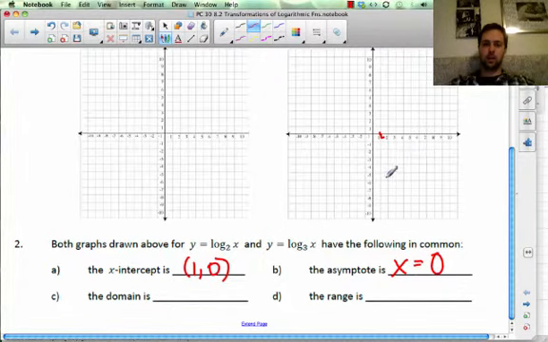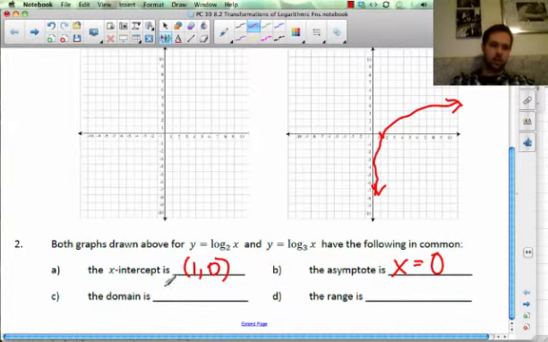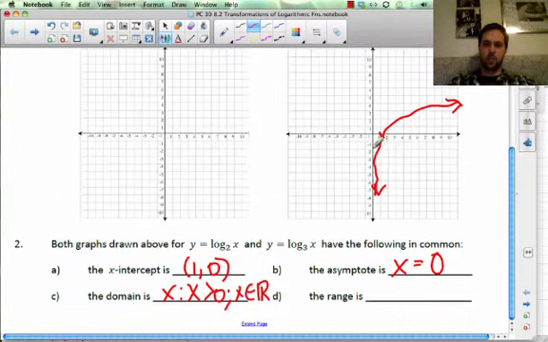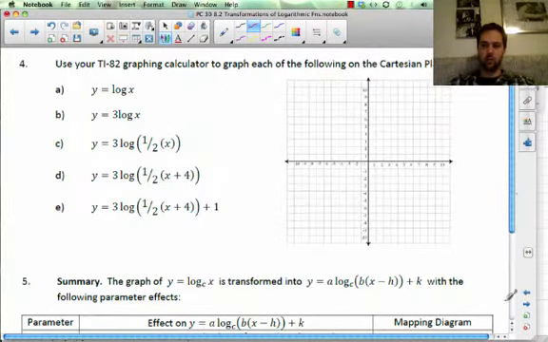The domain, only x values from here to the right, and it will never be 0, so x such that x is always greater than 0, but otherwise an element of the reals. Okay, and the range, this will go down to negative infinity, this will continue on to positive infinity. So the range is y such that y is an element of the reals. There are absolutely no restrictions on the range.